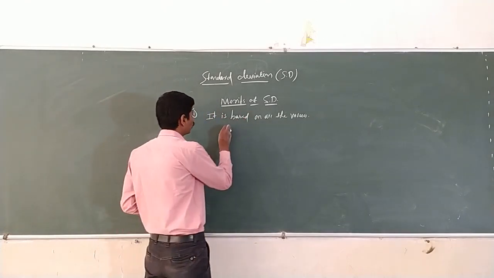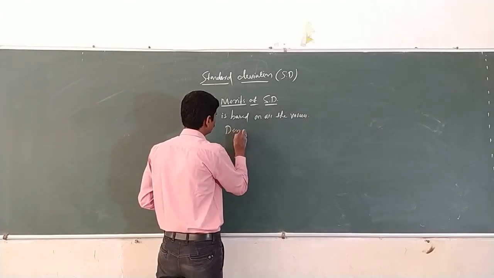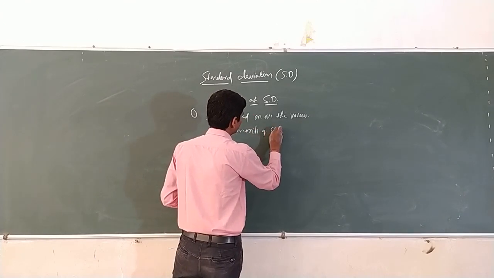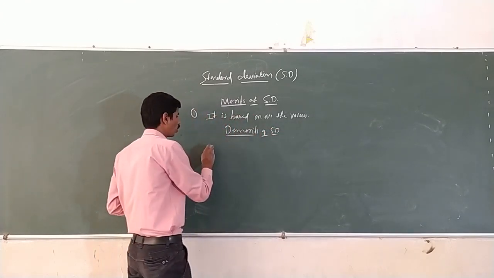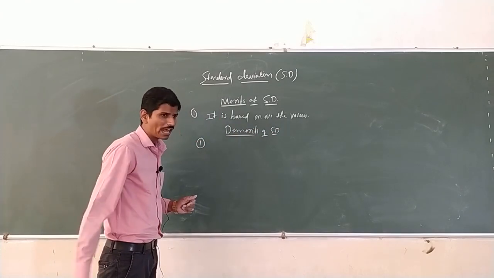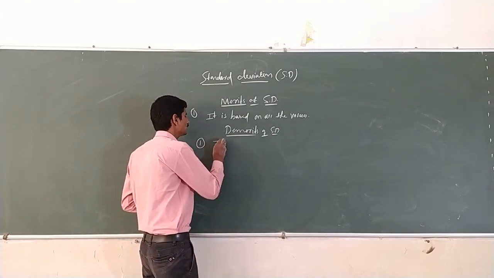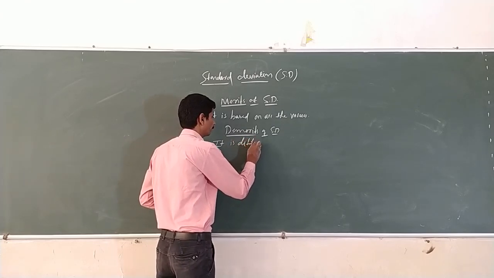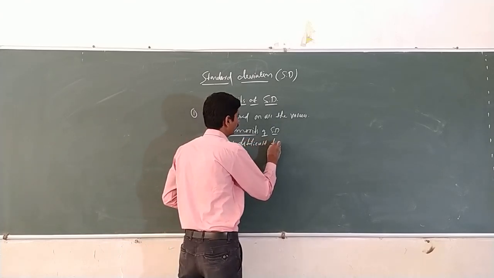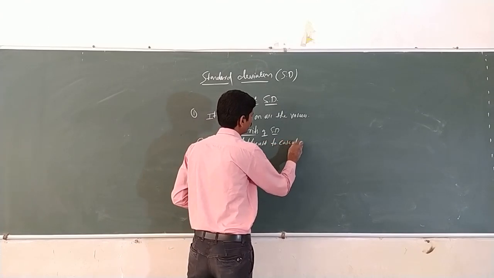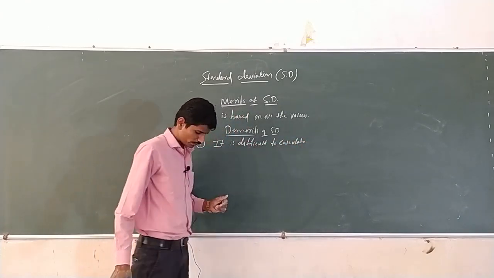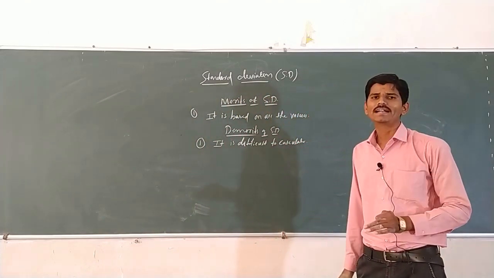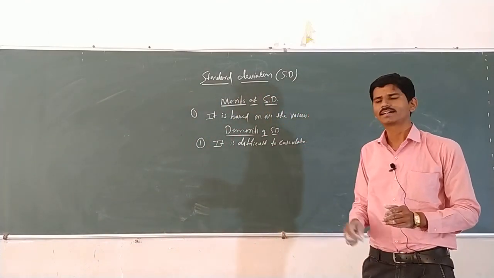Next, the drawbacks, the demerits of SD. What are the drawbacks? It is difficult to calculate. Here the calculation procedure is very difficult compared to range and quartile deviation. It is a drawback.